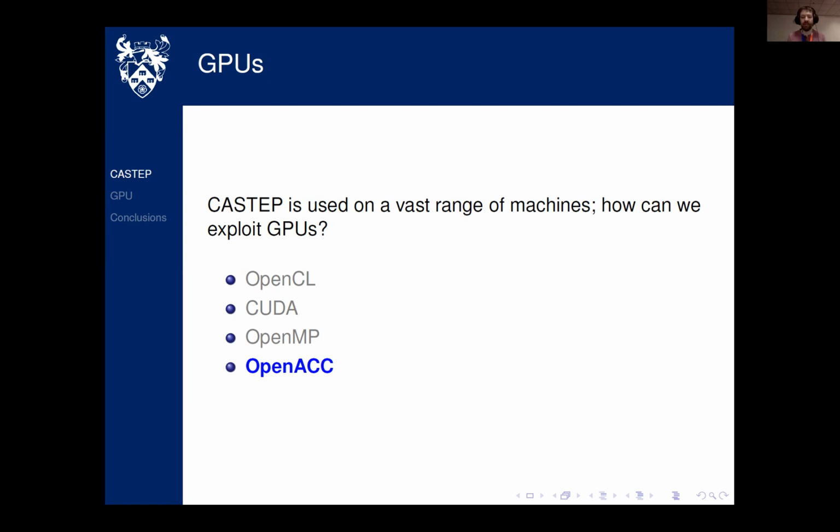We are a small development team. When I listed our universities in the previous slide, it's basically one academic per university. So we can't afford to fork our code base. We need to keep it maintainable. There is the danger that we sacrifice some performance in doing this. Our early experience is that, yes, if you did, for example, CUDA, you could get a little bit more performance out of it, but it did take a bit more effort.